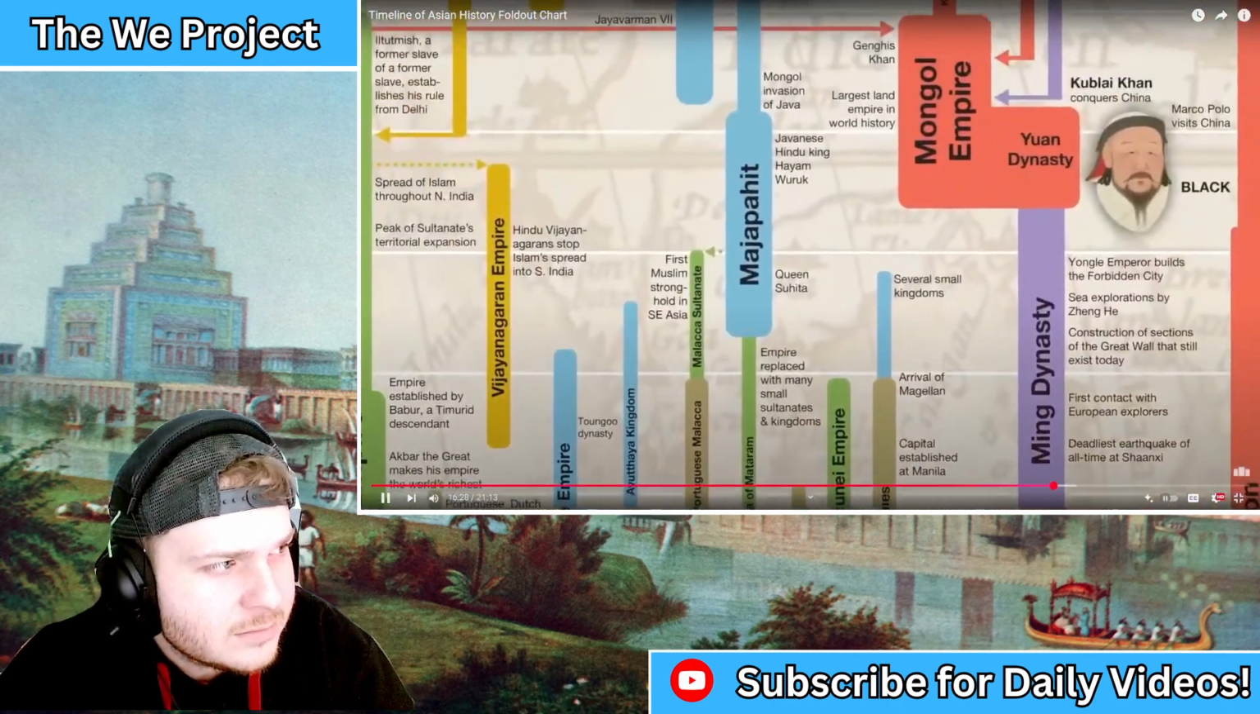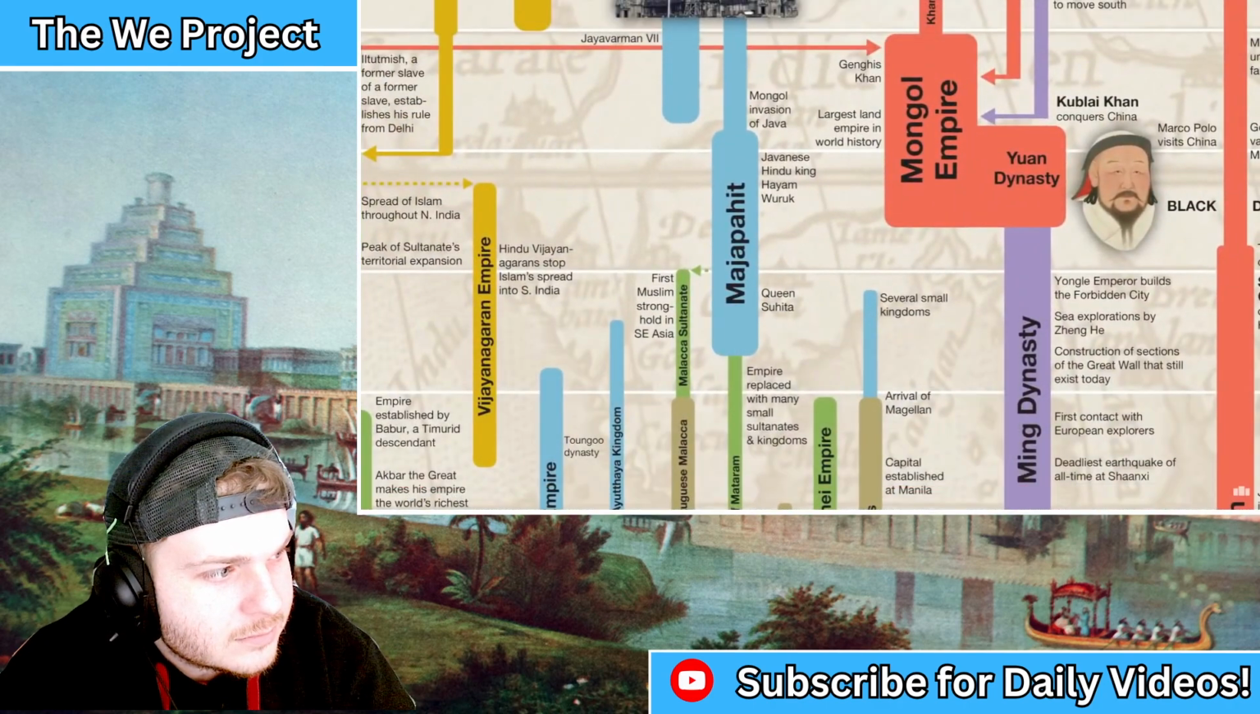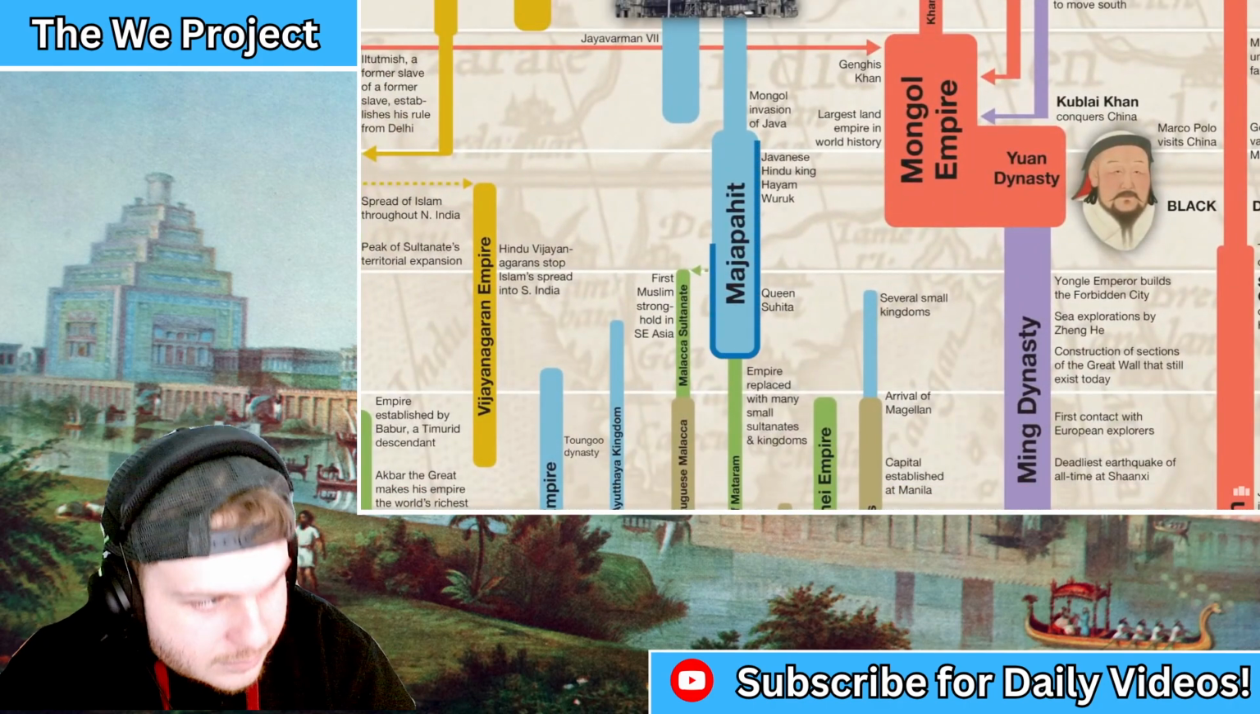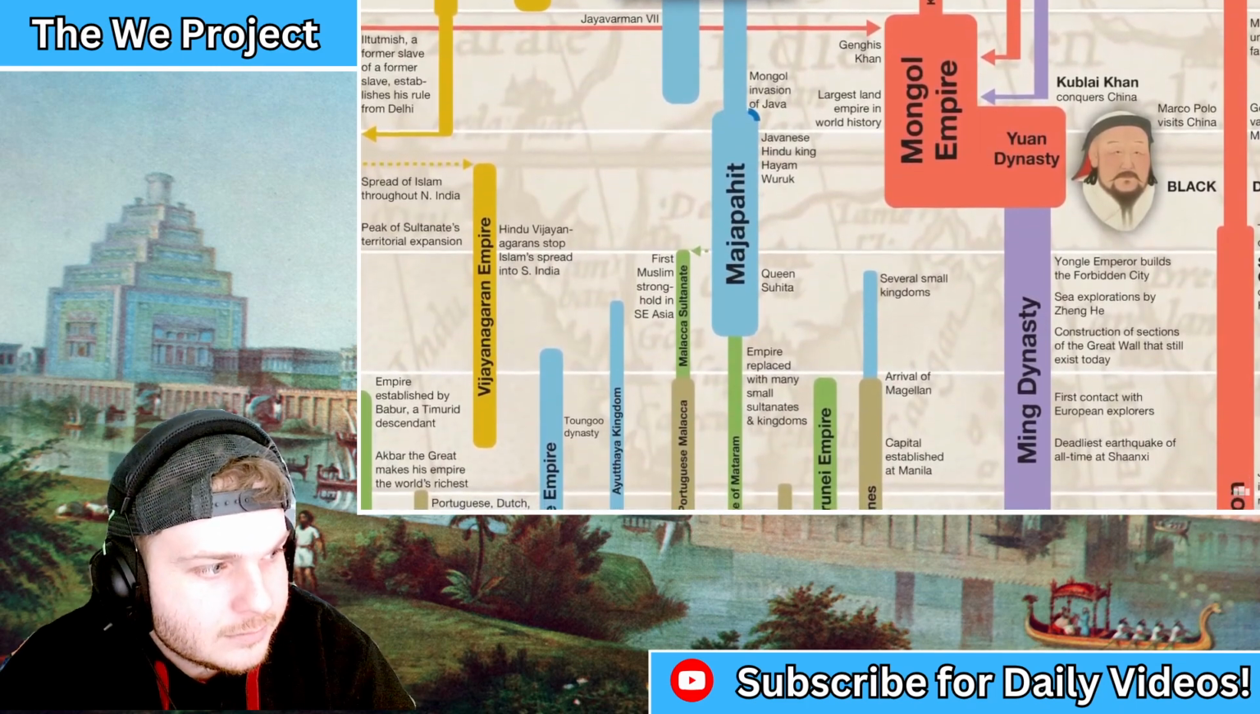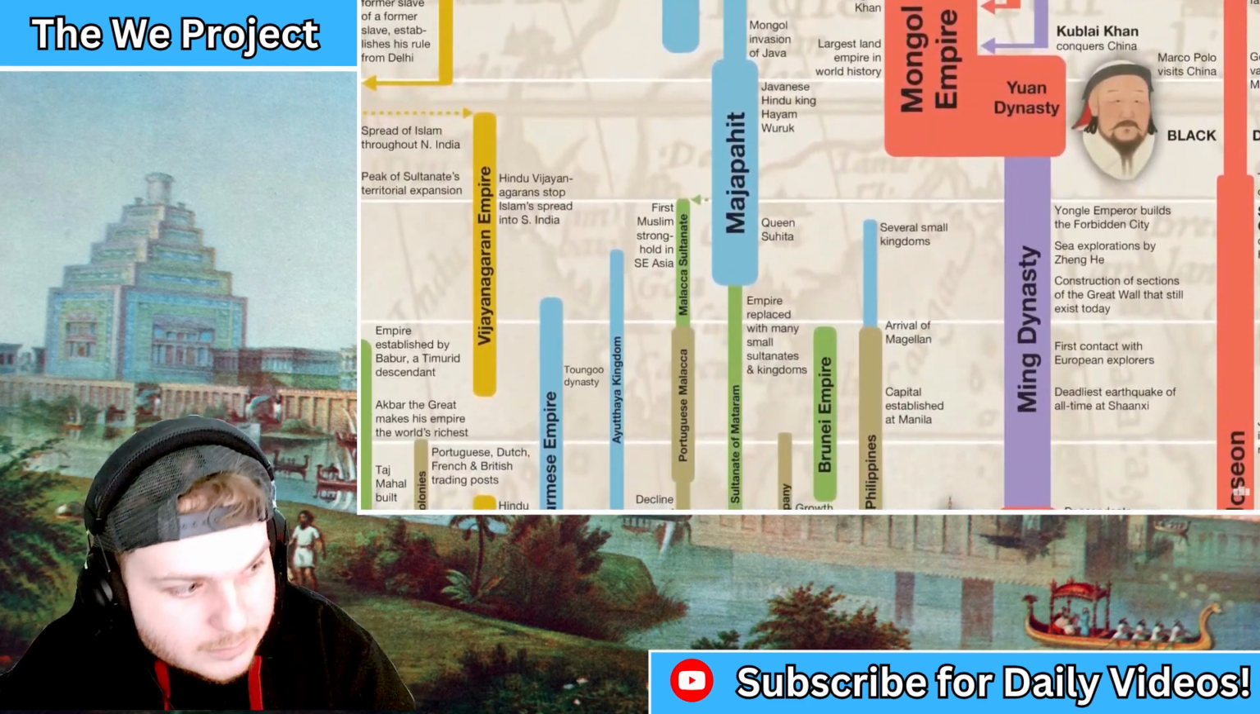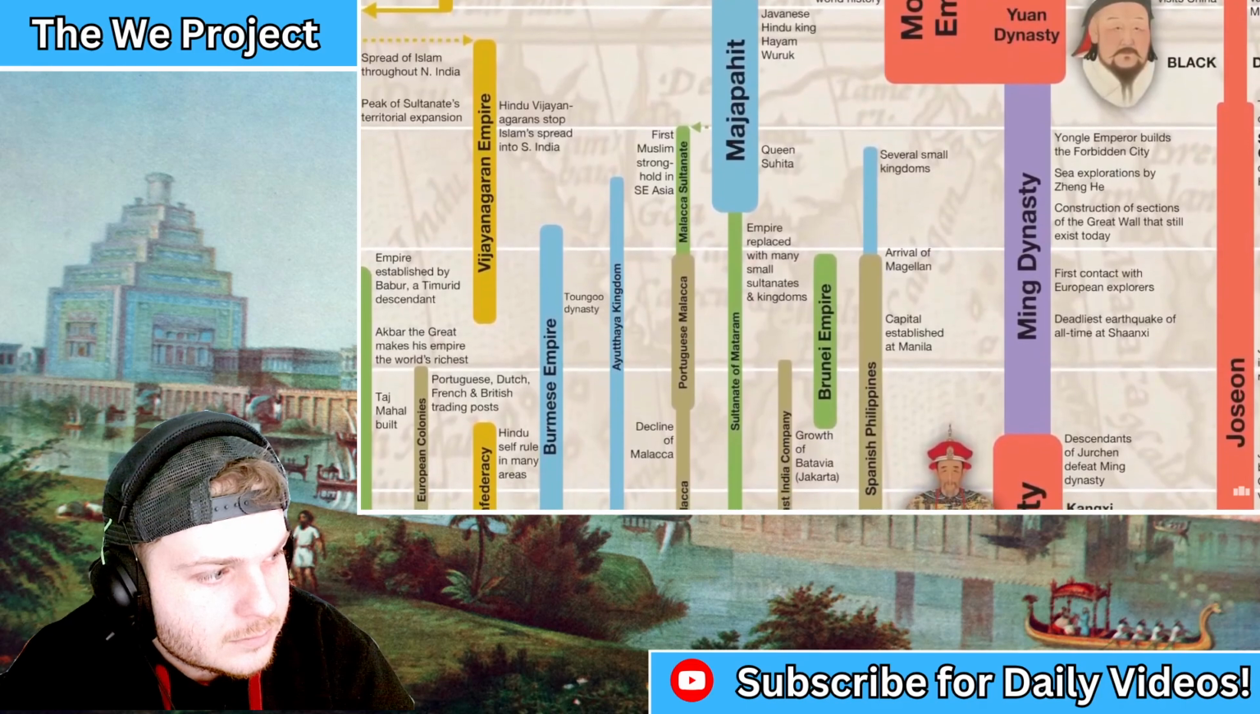Moving over to Southeast Asia, Srivijaya was eventually replaced by the Majapahit Empire, but by the start of the modern era, it was replaced by several Muslim sultanates, and then by various European powers.